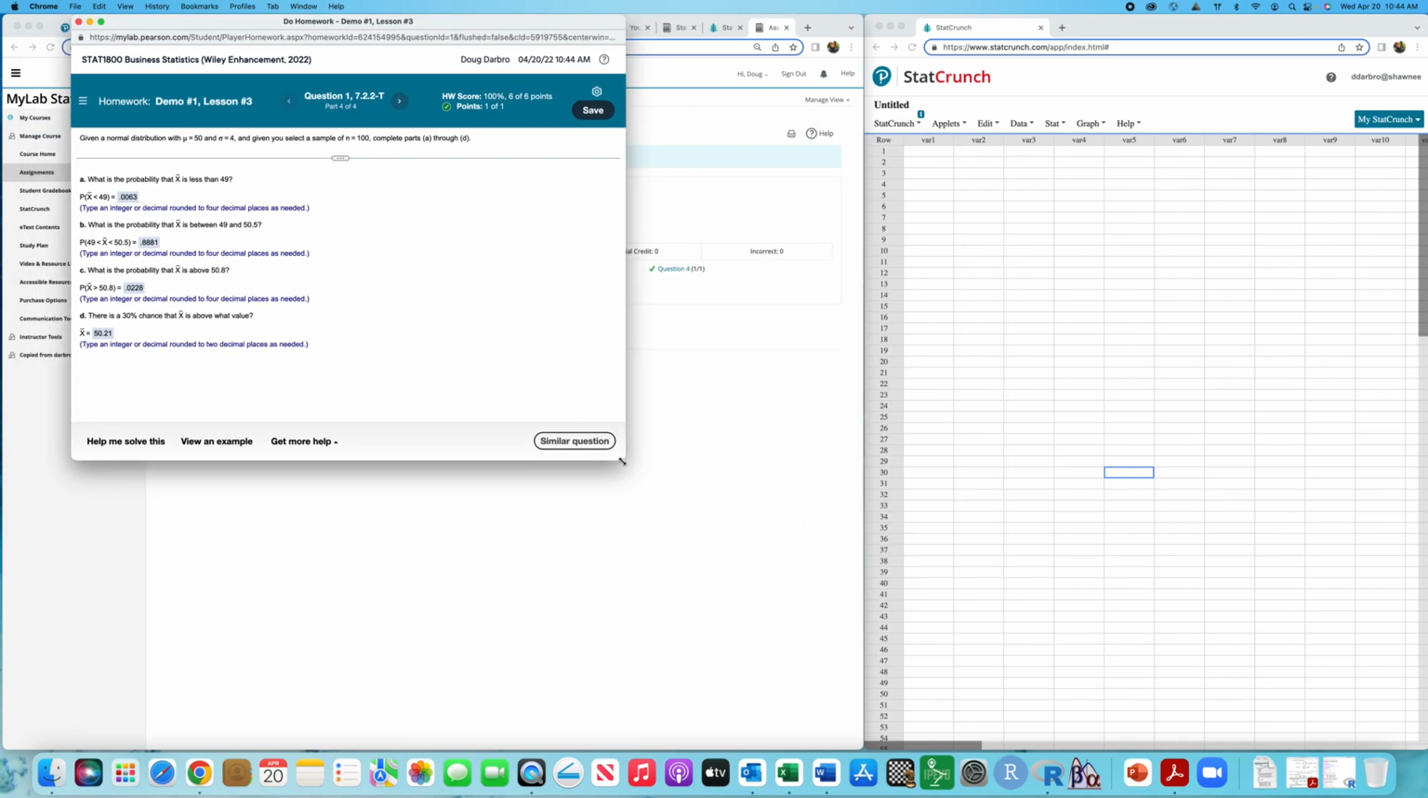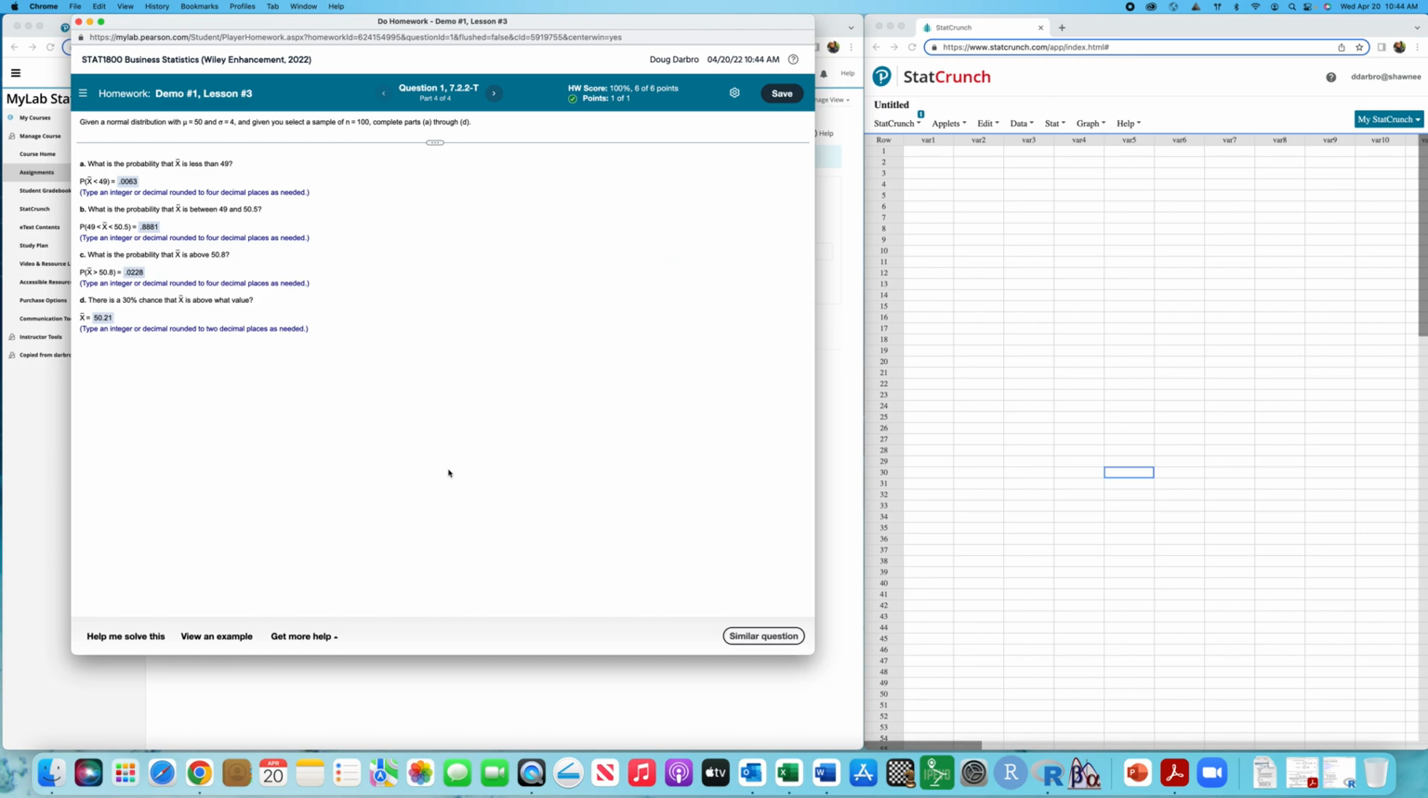So the first question: given a normal distribution with mean 50, standard deviation 4, you select a sample of 100, complete parts A through D. The first is, what is the probability that X bar? So this means that we are residing in the sampling distribution problems where our standard deviation shifts to the standard error. And remember, the standard error is nothing more than the standard deviation divided by the square root of n. That's been taught in the previous couple of videos. So hopefully that's something that you're pretty familiar with.